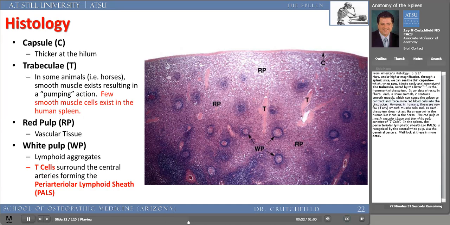However, in humans, there are very few smooth muscle cells, and as such, the spleen does not act like a reservoir in the human like it would in the horse. The red pulp is mostly vascular tissue, and the white pulp consists of T cells. In the spleen, something known as the periarteriolar lymphatic sheath, or PALS, is noted by the central white pulp, the germinal centers. We'll take a look at this in a second.